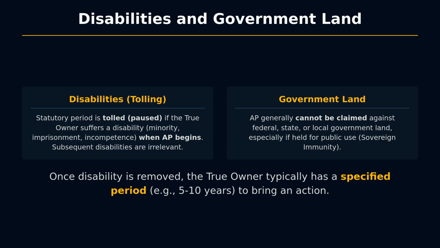Adverse possession generally cannot be claimed against land owned by federal, state, or local governments. This immunity applies especially to land held for public use, due to the doctrine of sovereign immunity.